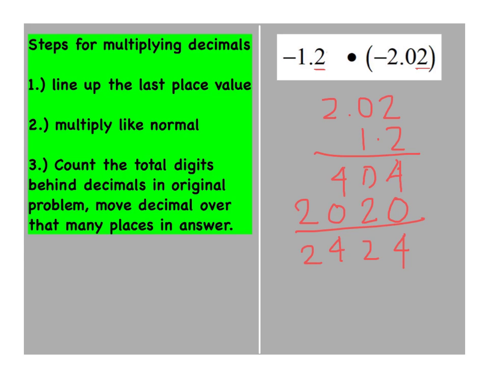Now this is the step that's kind of new for multiplying decimals. I want to count the number of place values behind the decimals in the original problem. So I've got 1 place value behind the decimal here, and I've got 2 behind the decimal here. So I have a total of 3 place values. So I'm going to start here at the right, and I'm going to move my decimal over 1, 2, 3 places. So my final answer is 2.424.